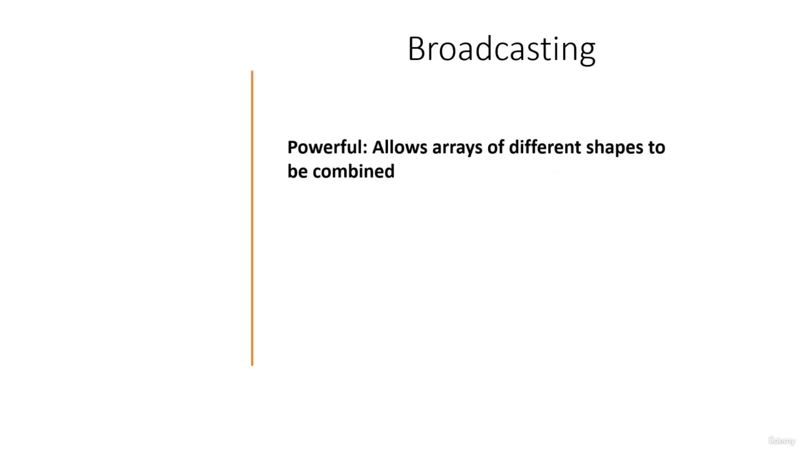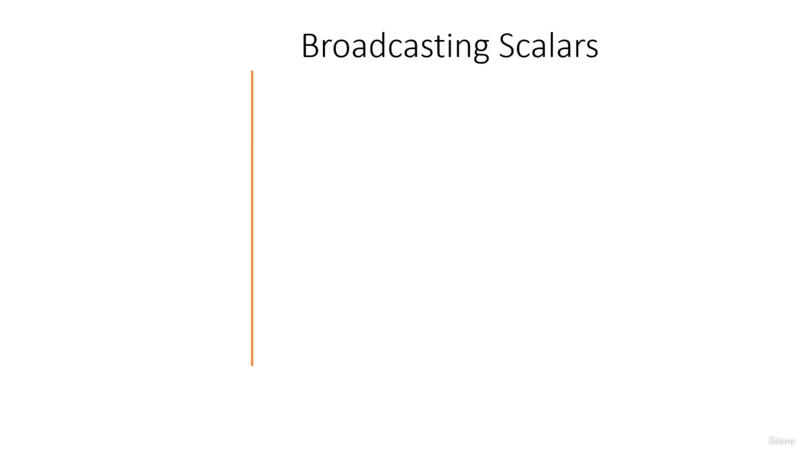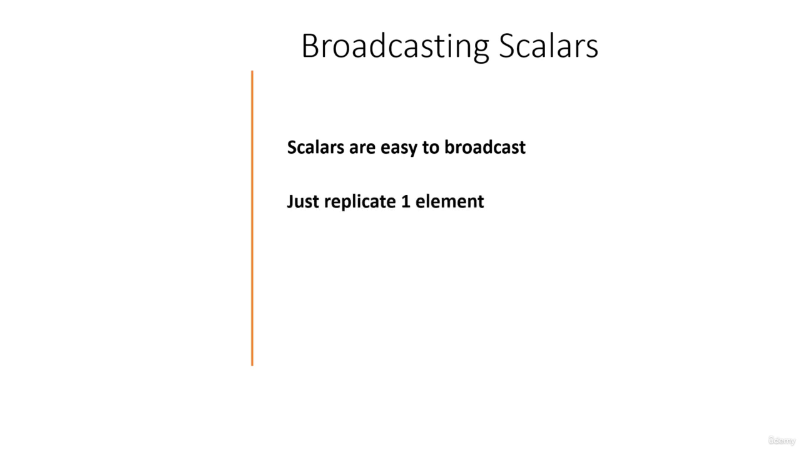So, in short, broadcasting is a very powerful feature of NumPy, which allows arrays of different shapes to be combined together. It is memory efficient because actual copies of smaller arrays are not made. It is also computationally efficient because the looping operations under the hood are in the C language rather than in Python. We have seen that when we perform operations between an array and a scalar, scalars are very easy to broadcast. They're just replicated along all axes of the larger array.